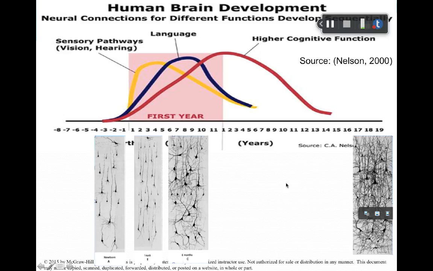As I said, I'm really interested in human development. So I wanted to show you this slide that I've used many times in my lectures before. This is a diagram looking at, in general, the first year and the neural connections that occur. So the sensory pathways, as you can see, are the first to develop, right? Then you can see language comes next. And higher cognition is going on, but there's sort of a more general, a more gradual increase in cognitive functions.